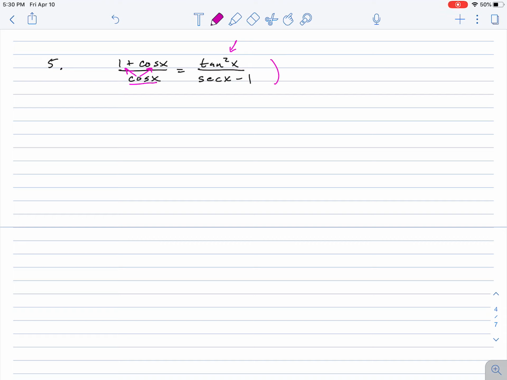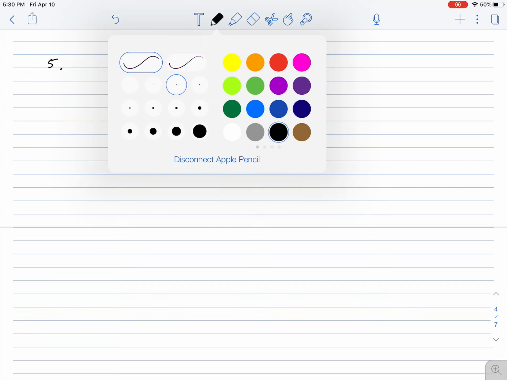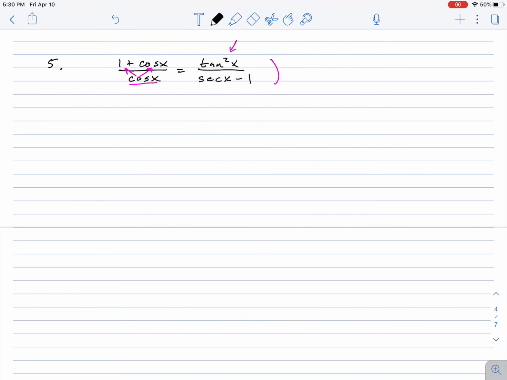I do see that I could write this in terms of sine and cosine. Sometimes that is challenging because you're creating a lot of fractions on top of fractions. Okay, so the first way that I'm going to go is I'm going to split up this left side into 2 pieces. So it's going to be 1 over cosine and cosine over cosine. So this is going to be secant x plus 1. Well, that's good, because at least now I've got a secant on the left, and I do have secants on the right, but it's still complicated on the right.